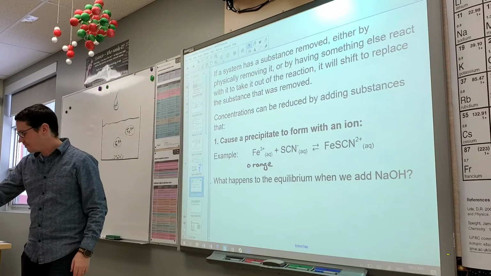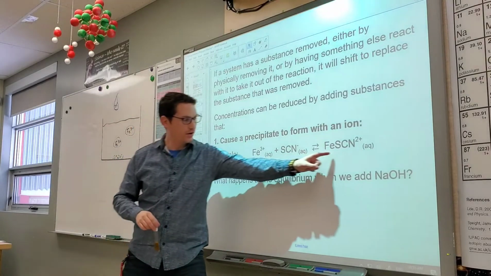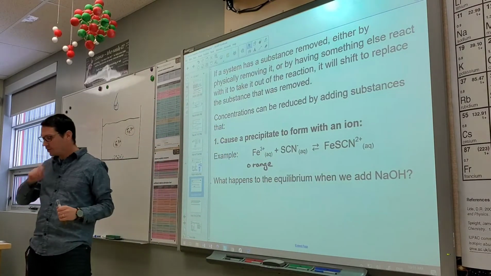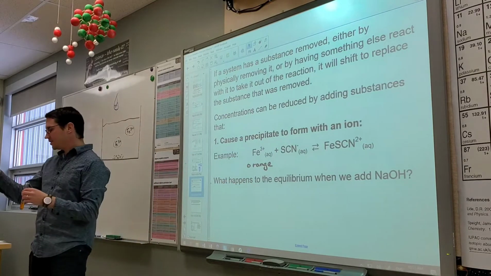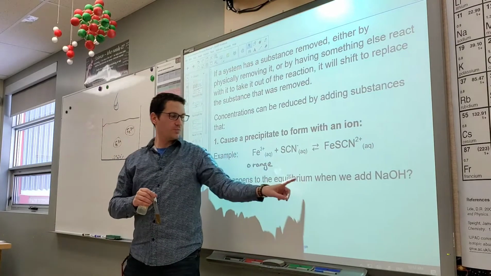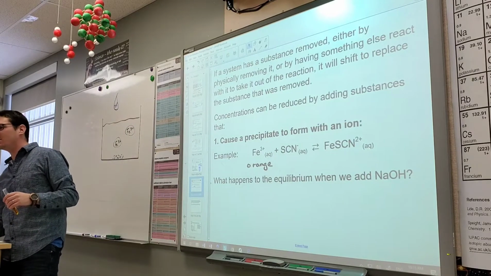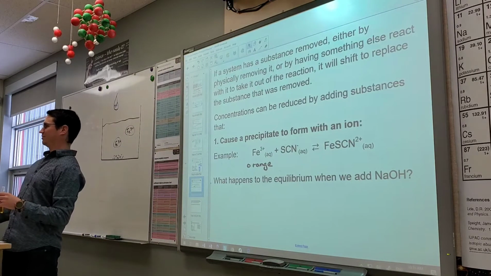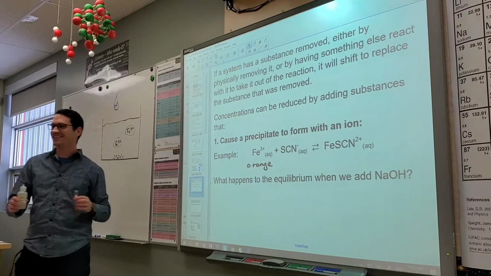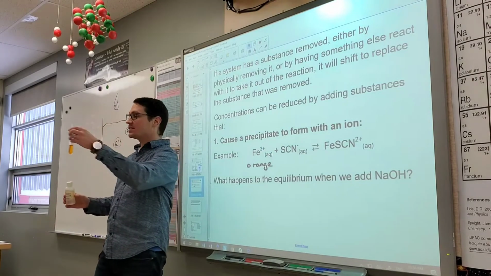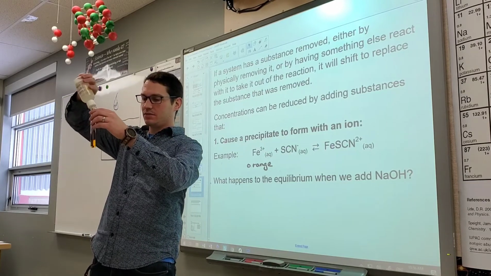Okay, so we made a precipitate. Let's take a look at that particular equilibrium. It's iron 3+, iron 3+ is orange, and what I have to do, if I want to make this equilibrium, I have to add SCN. What's SCN? Do you know what SCN- is? Yeah, you could look at your periodic table. It's thiocyanate, right? Thiocyanate. Okay, well let's see what happens when I add SCN to this.